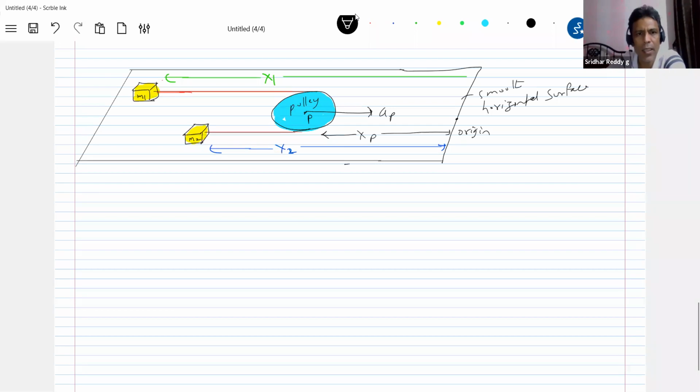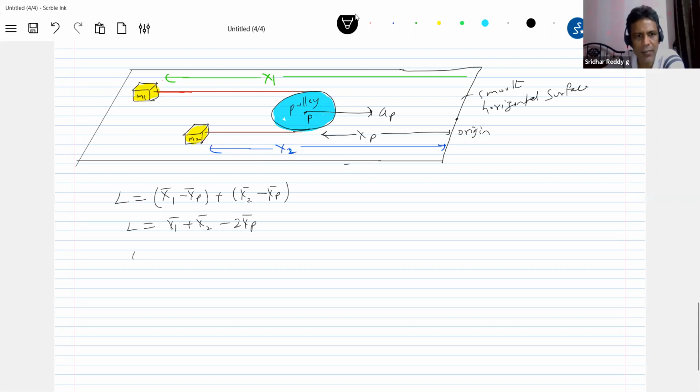This one. So what is the length of the rope? These are three mobile objects. X1, X2, their positions I defined from the origin or the reference point. Anything you can take. Now let's define the length of the rope. What is the expression for the length of the rope? It should be equal to x1p minus xp, plus x2p minus xp. So this should be equal to x1 bar plus x2 bar minus 2 xp bar.